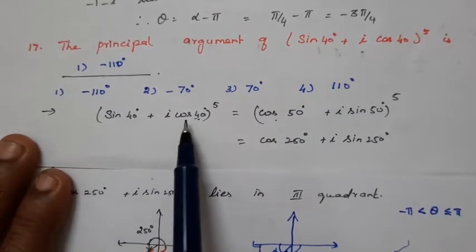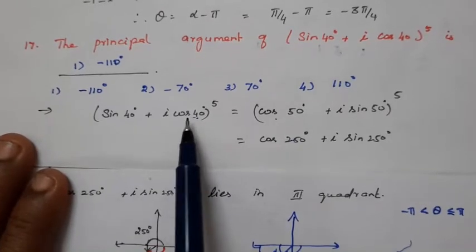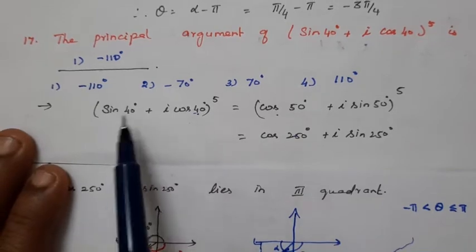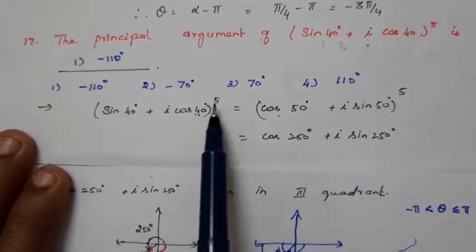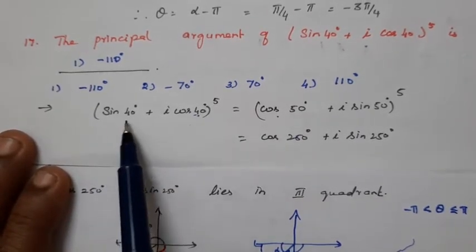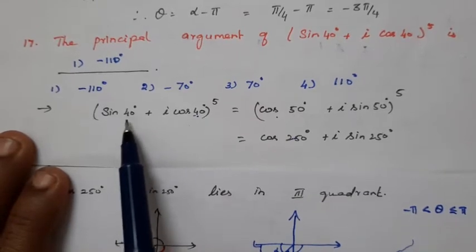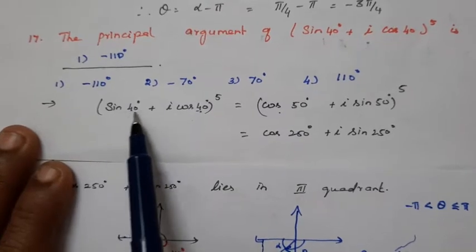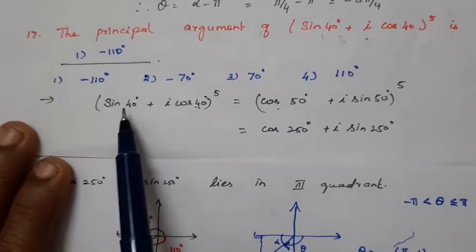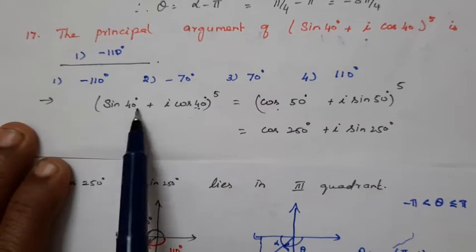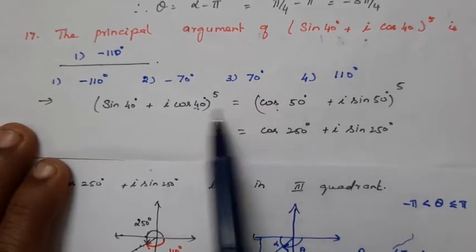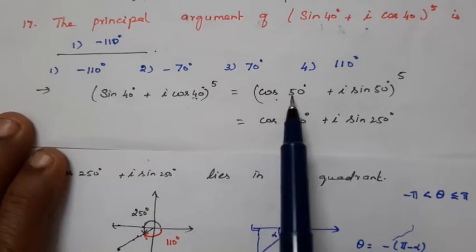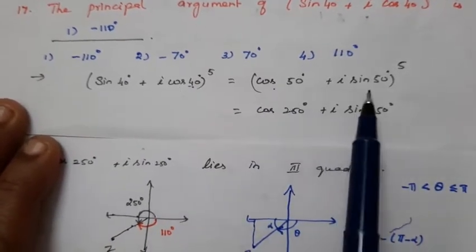So sin 40 plus i cos 40 the whole power 5 means usually if the real part is sin and the imaginary part is cos, we take i outside and then apply de Moivre's theorem. But here the angle is given as 40. So what can we do? We can easily replace it using the complementary law, that is sin 40 is equal to cos 50. So 50 and 40 are complement to each other. So we can replace sin 40 by cos 50. Likewise, cos 40 can be replaced as sin 50.